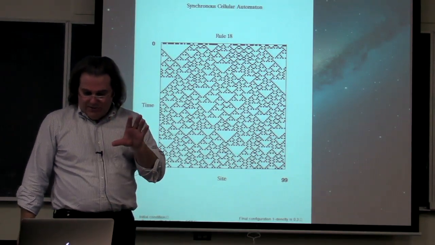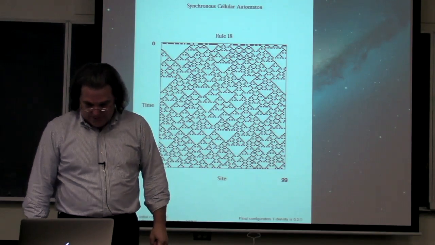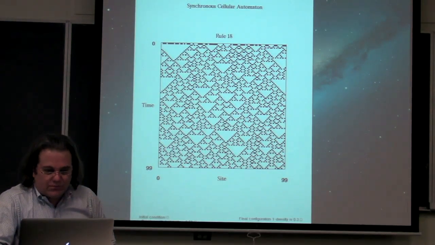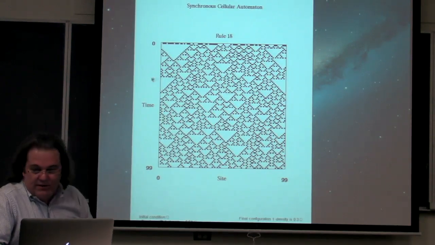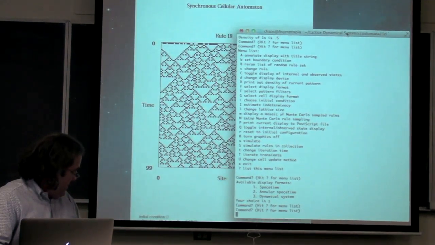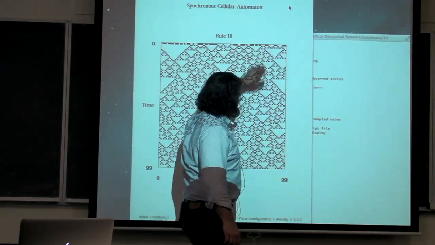So I want to make a final comment on cellular automata, and then we'll start working with map lattices. I'm going to do this through simulation. So there are three different views here. The view I've been using is the space-time diagram, right?